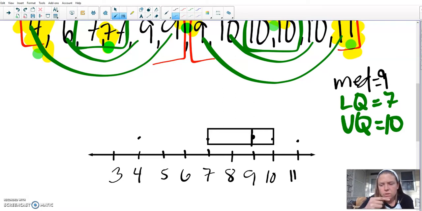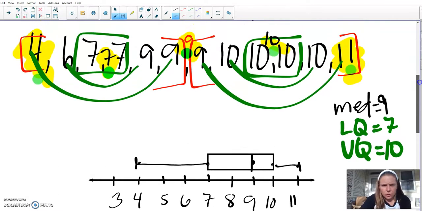Then here comes the whiskers, like a cat. You're going to draw a whisker out to 11 and a whisker all the way out to 4. That is a box and whisker plot. If you were to Google box and whisker plot, there it is. That's what it's going to look like.